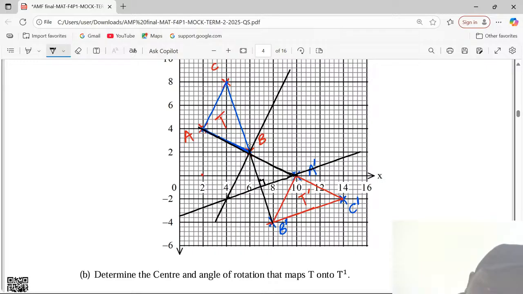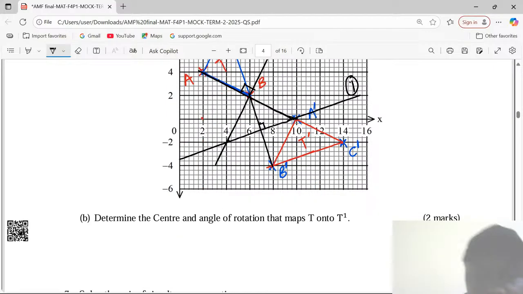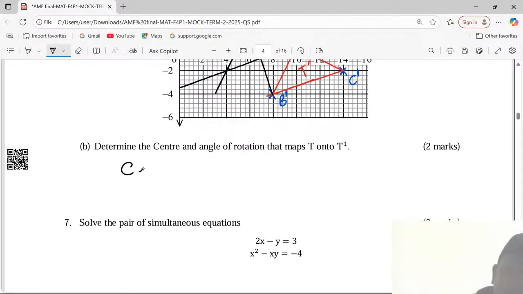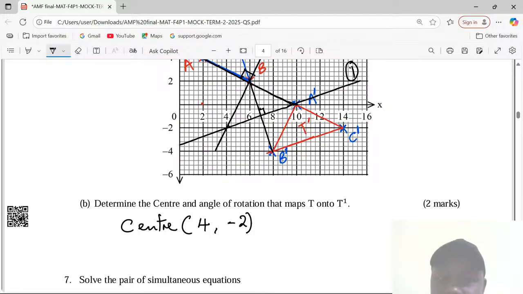A has been connected to A prime, then bisected. Now, when you look at the bisectors, if this is bisector 1, then this is bisector 2. You discover that they are meeting somewhere. Wherever the two bisectors meet, that is our center for the rotation. So, to describe a rotation, we need to mention the center of the rotation. And here, we are having center (4, -2). You just read the coordinates.